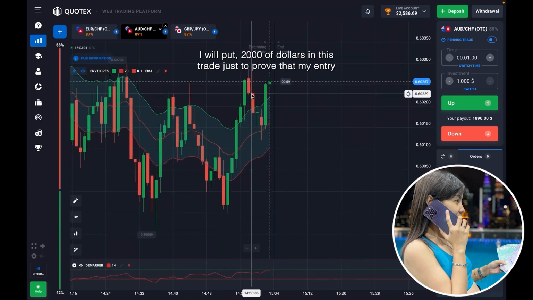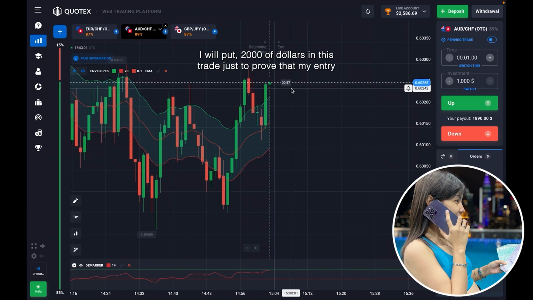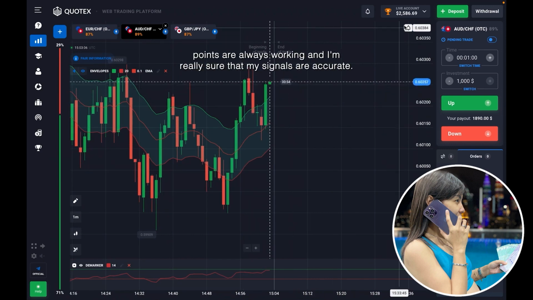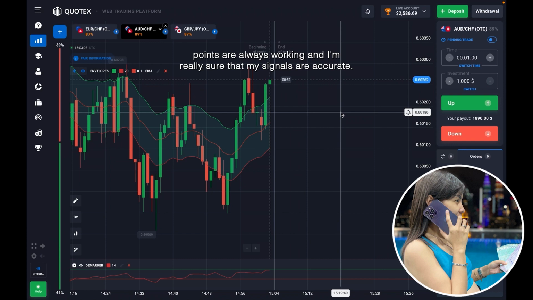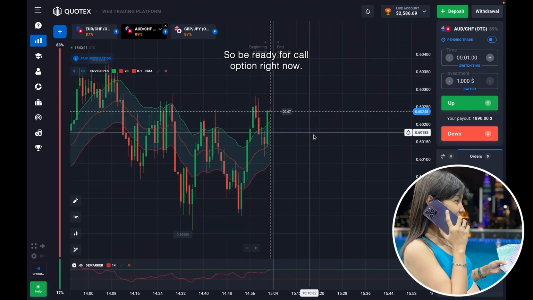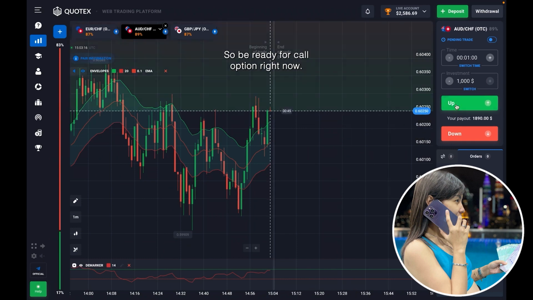I will put here $2,000 in this trade just to prove that my entry points are always working, and I'm really sure that my signals are accurate. So guys, be ready for call option right now.